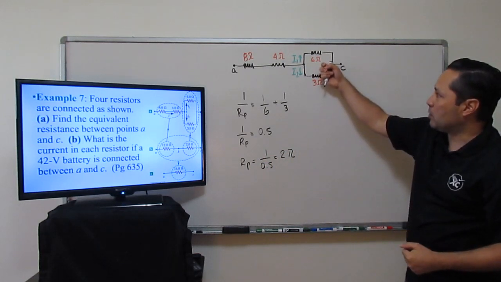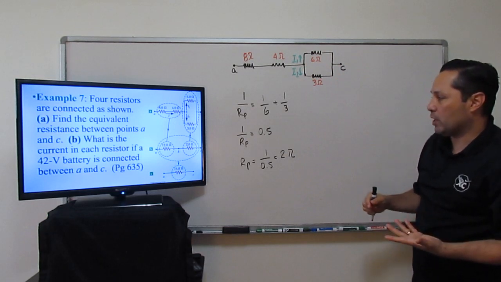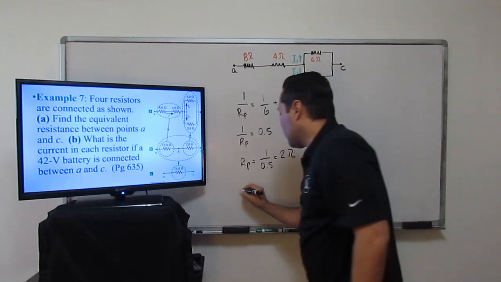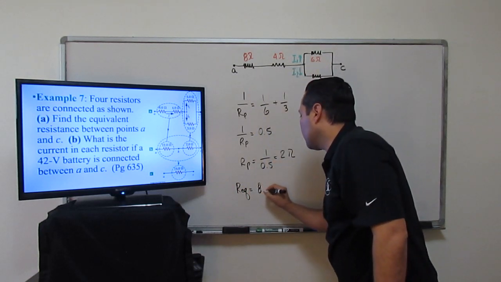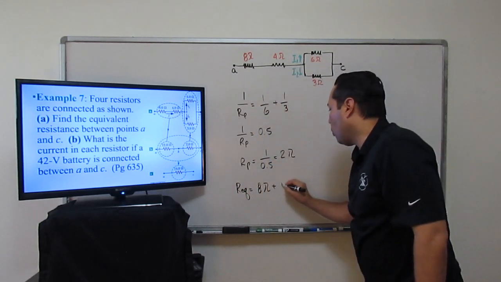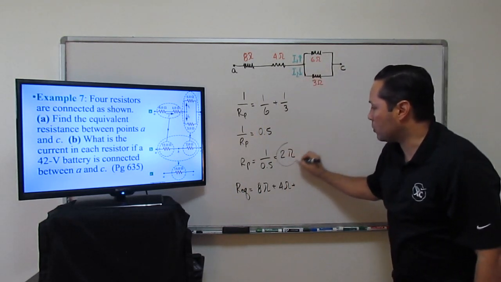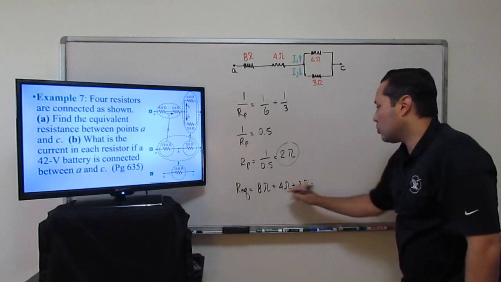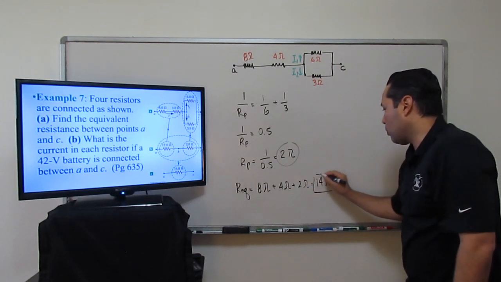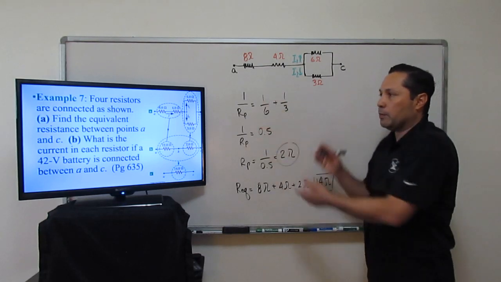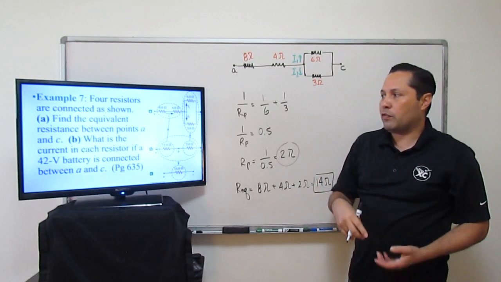Now that we have the equivalent resistance for this section, which is 2 ohms, we can add them all together to get the total equivalent resistance for the whole circuit. So that's going to be 8 ohms plus 4 ohms plus, from the parallel section, remember it was 2 ohms. We add them all together, and we end up with 14 ohms as our equivalent resistance for the whole circuit.